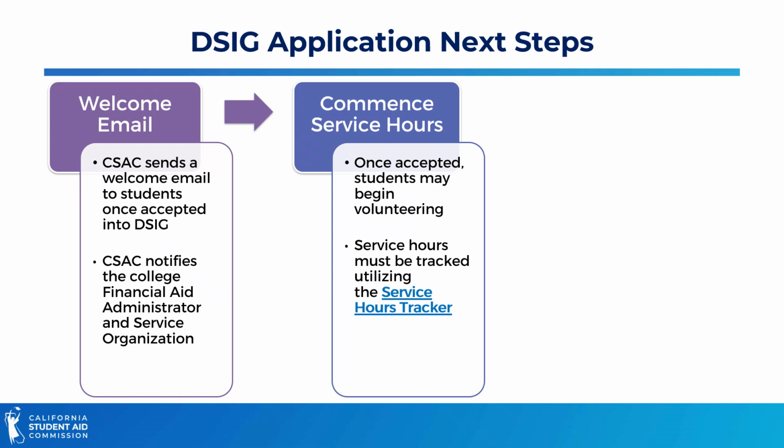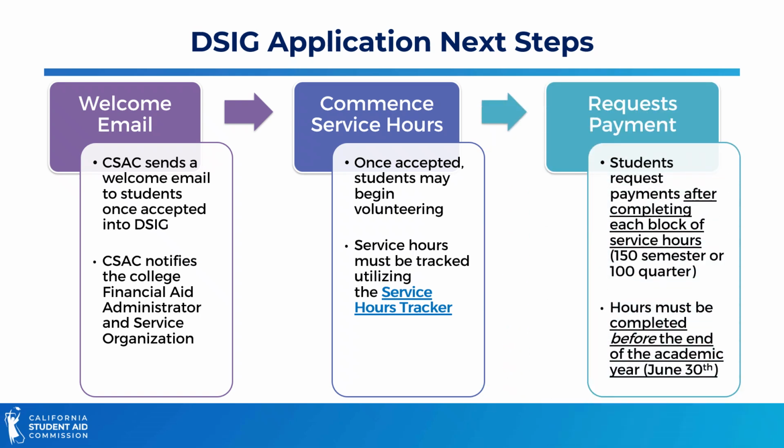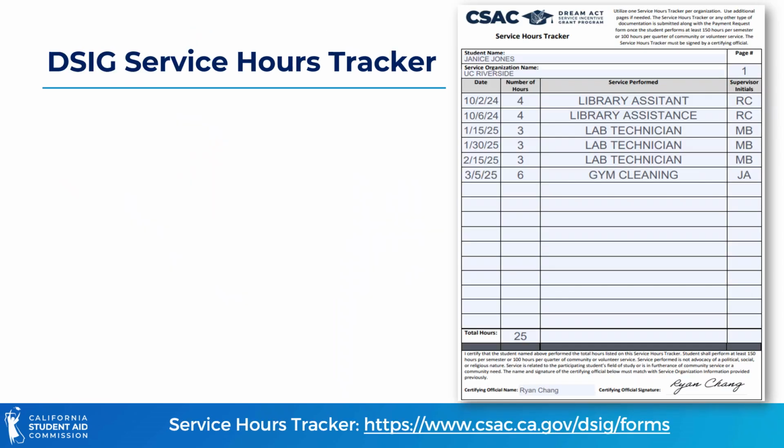The student and the service organizations will need to use the service hours tracker to document the service hours performed. Lastly, students can request payments after performing each block of service hours, 150 hours if going to a semester school, or 100 hours if attending a quarter school, or until all 300 hours are fulfilled. The hours must be completed before the end of the academic year on June 30th.